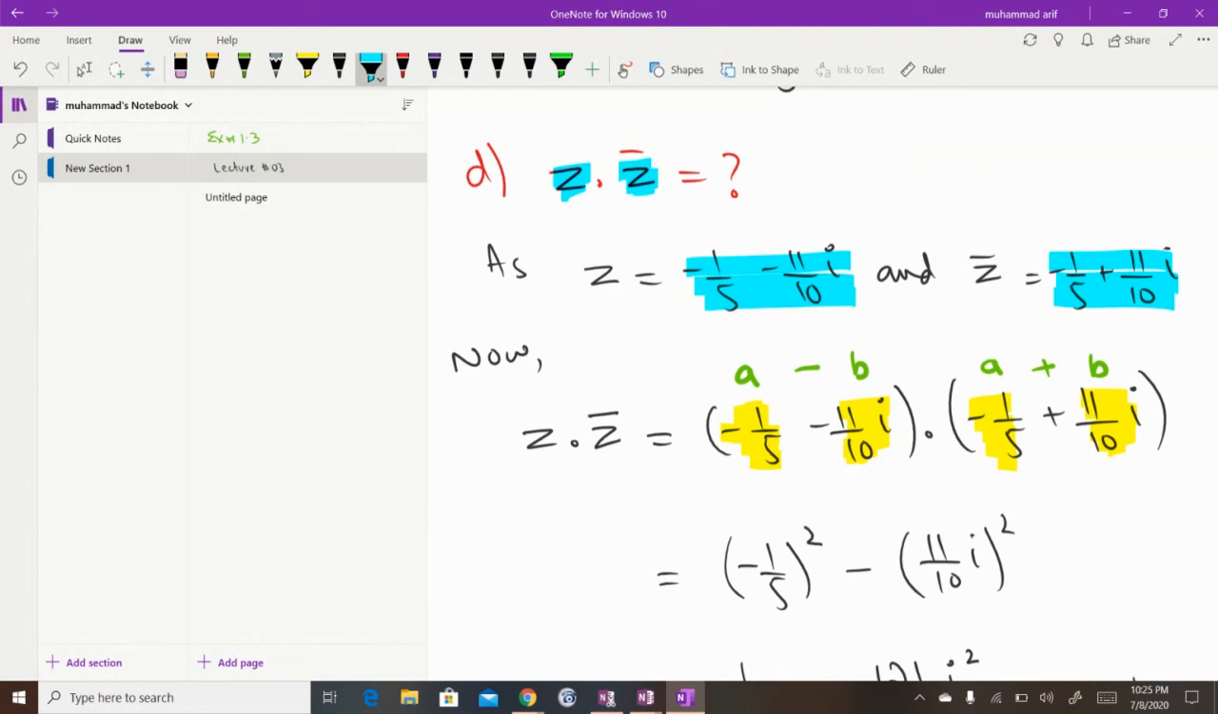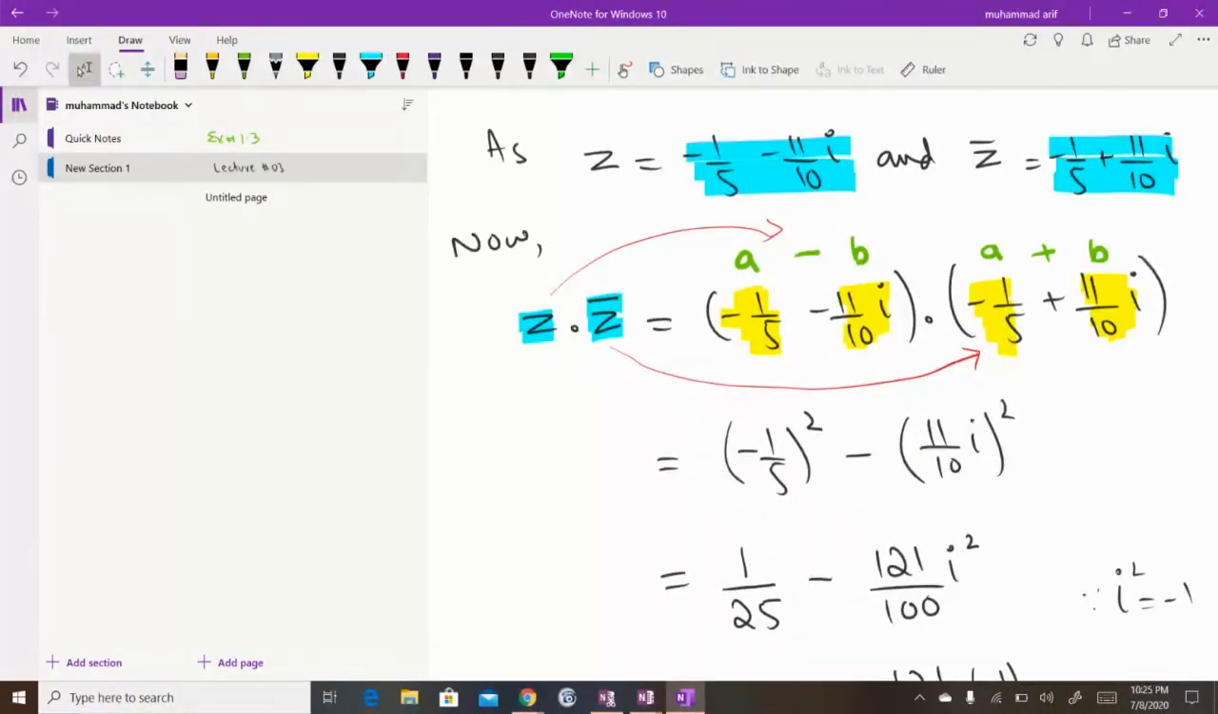Here we only replace the value of z and z conjugate. What is the value of z? The value of z is negative 1 over 5, negative 11 over 10 iota. And what is the value of z conjugate? Z conjugate value is negative 1 over 5 and positive 11 by 10 iota.